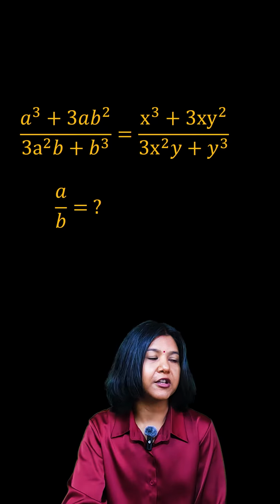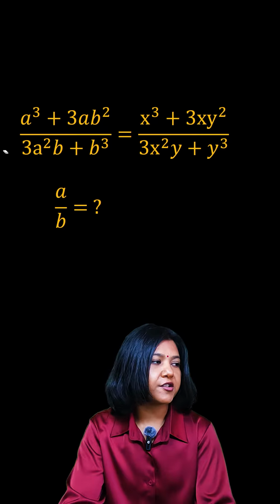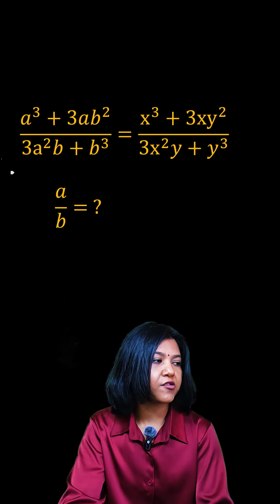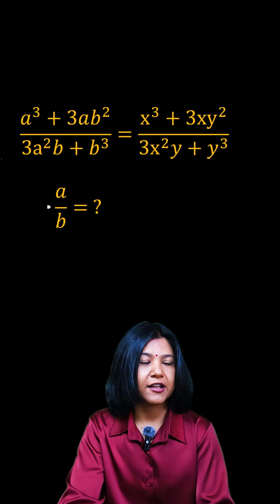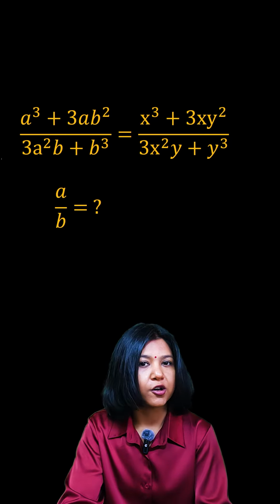Look at this question carefully, it is a lot simpler than how complex it looks. You have the numerator a cube plus 3ab square. Now what happens if I add 3a square b plus b cube? Upon adding all the four terms together, it becomes an identity of a plus b the whole cube.